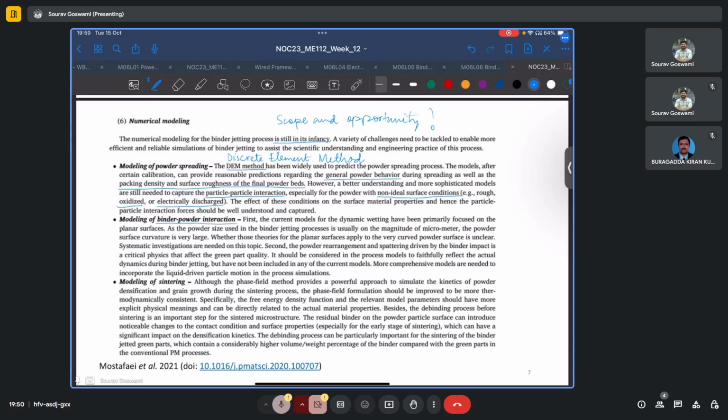whereby the current models for the dynamic wetting have been primarily focused on planar surfaces. As the powder size used in the binder jetting process is usually on the magnitude of micrometer, the powder surface curvature is very large. These models originally developed for planar surfaces may not really be very accurate and suitable. Now, whether those strategies for the planar surface apply to the very curved powder surface is unclear.